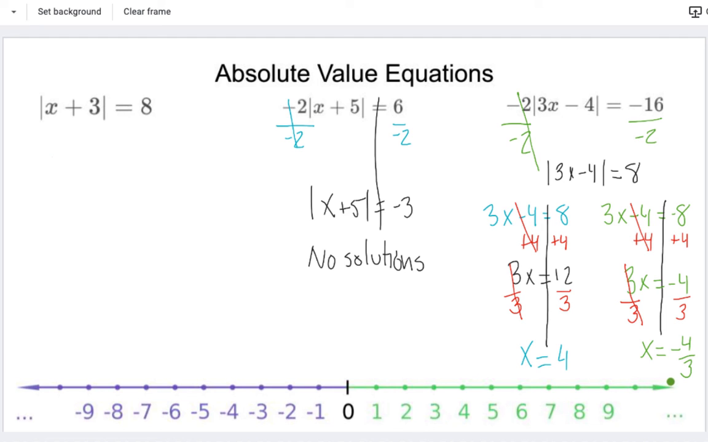You don't want to make this a decimal because then you'd have a repeating decimal that we'd have to round off or truncate at the end, and it would not be the exact solution. So x equals negative 4/3 and x equals 4. Remember, it's a set, so it's got these funky brackets. So this is the solution set of this absolute value equation.